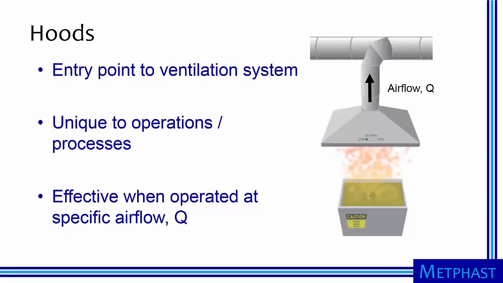Hoods are the entry point to the ventilation system. They have unique designs to serve a given operation or process. For example, we show a canopy hood used to ventilate hot vapor from a dip tank. Hoods are effective when operated at a specific airflow rate, commonly abbreviated with the symbol Q, and measured in the duct just downstream of the hood.